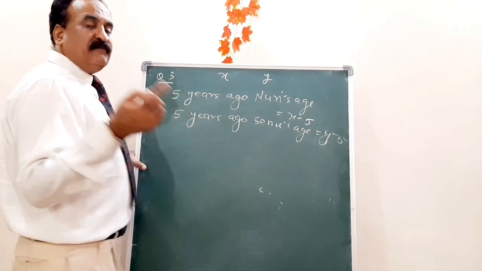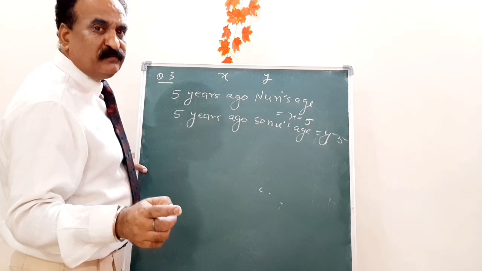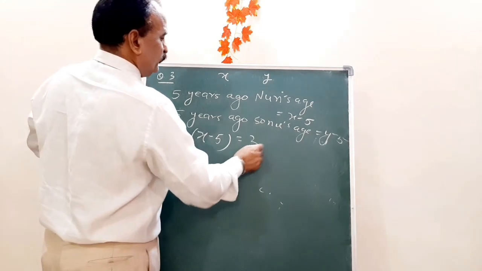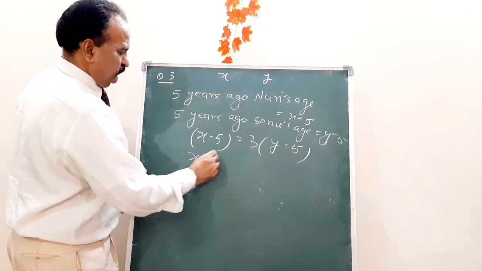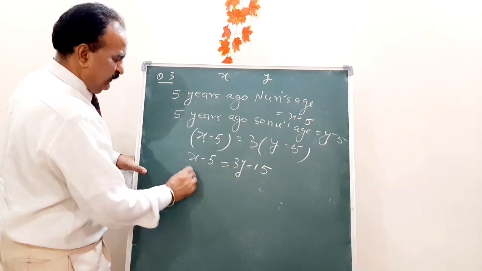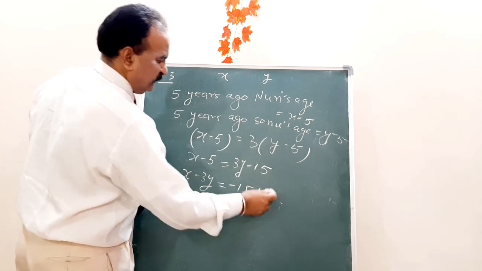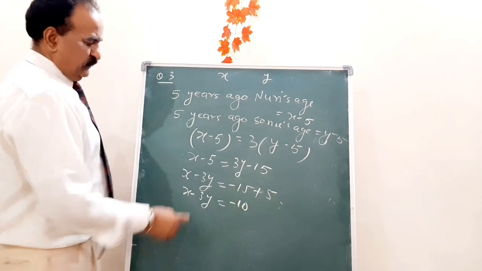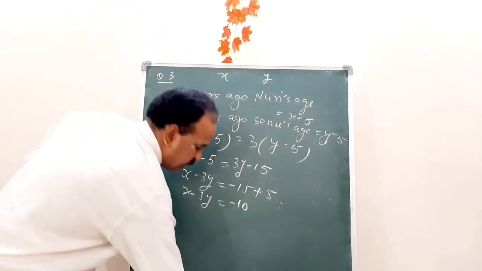And what is the relation? 5 years ago Nuri's age is 3 times as old as Sonu. It means x minus 5 is equal to 3 into bracket y minus 5. Now simplify. x minus 5 is equal to 3y minus 15. Transfer 3y here. x minus 3y is equal to minus 15. Transfer minus y here, plus y. So x minus 3y is equal to minus 10. This is the first equation. Okay, next.